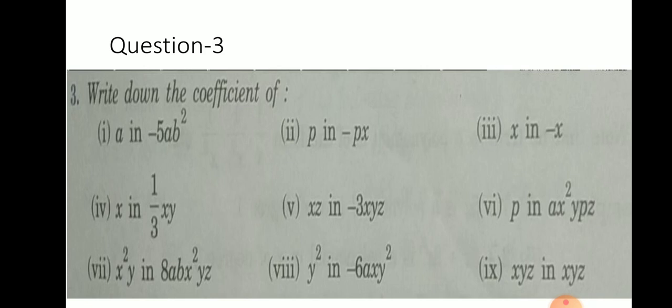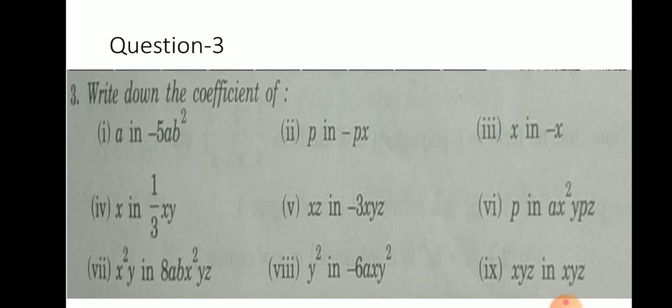Coming to the ninth one, xyz coefficient we want in xyz. So xyz coefficient in xyz, there is no other number or other multiple in xyz. That's why here also the symbol is positive. In the question number 3, there is a minus symbol, but here no symbol is mentioned. That's why by default that will be a positive number, so that the coefficient of xyz in xyz is 1, right?